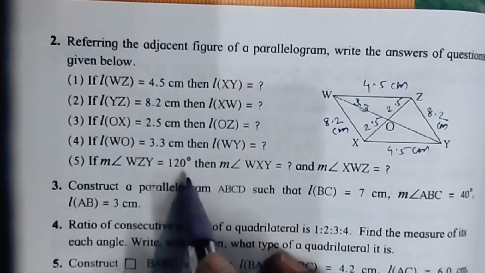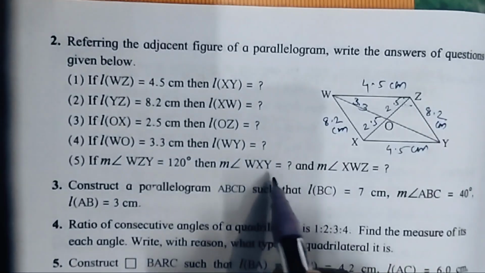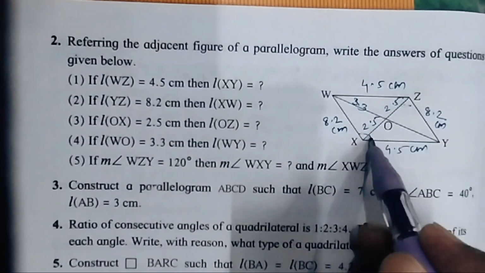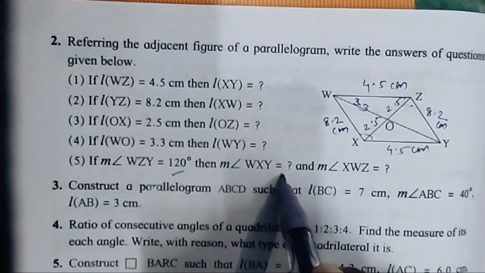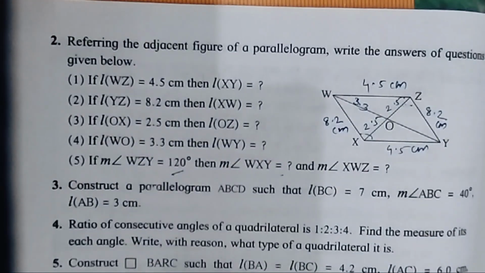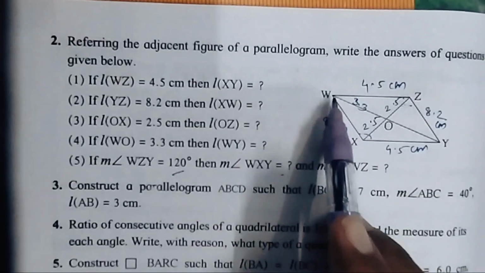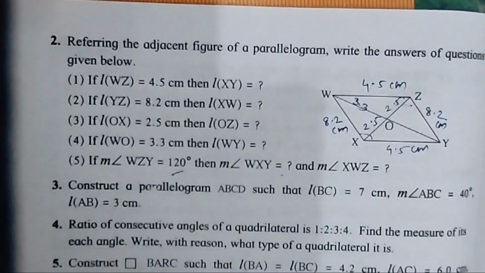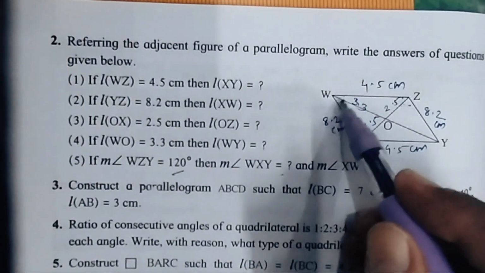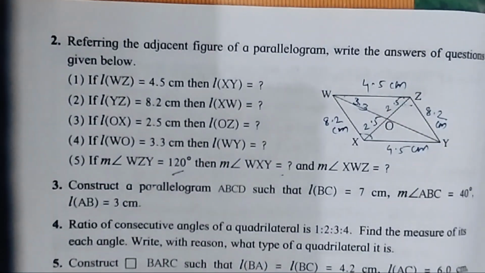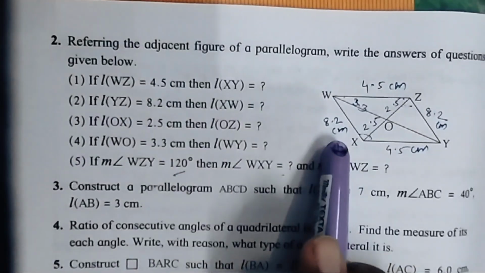Z is given to us as 120 degrees, out of 180 degrees. Its opposite angle, that is this angle WXY, will have the same value, 120 degrees, because they are opposite angles of a parallelogram. And to find the adjacent angle, we know that the adjacent angles of a parallelogram are supplementary. So X is 120 degrees, and the value of W will be 60 degrees. What is the addition of both? 180 degrees. Let us solve this example.